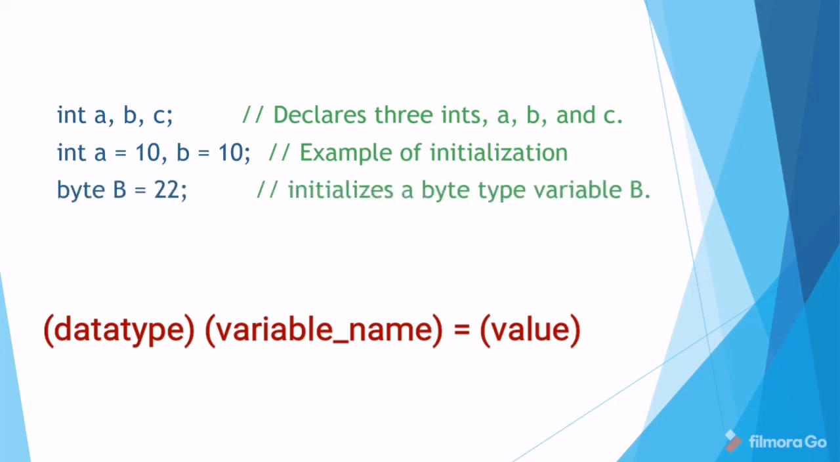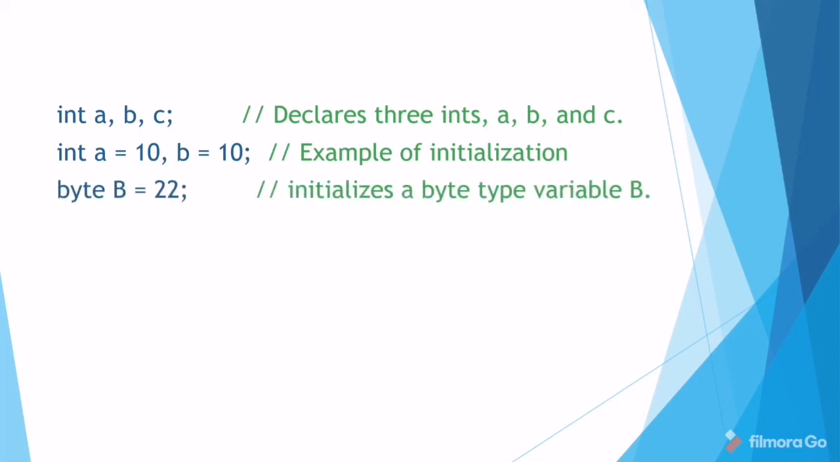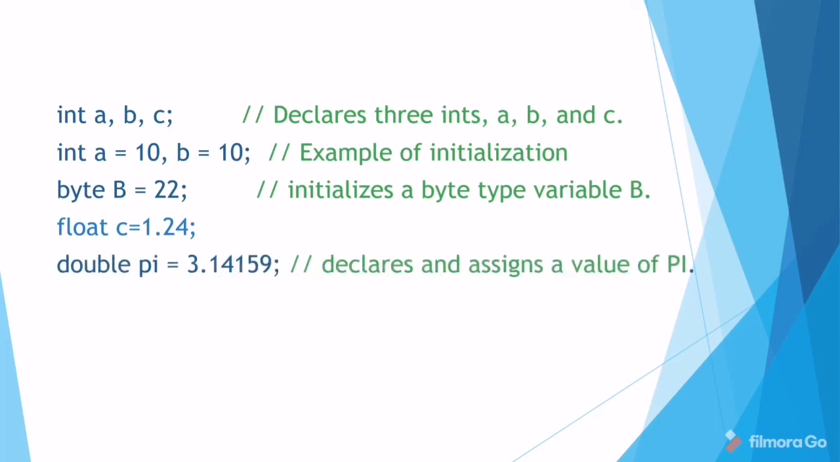Then byte b equal to 22. So here we are initializing this byte variable. Then float c equal to 1.24. So we are keeping a point here. That is float. Then double pi equal to 3.14159. So after the point we have many digits. So that is double.